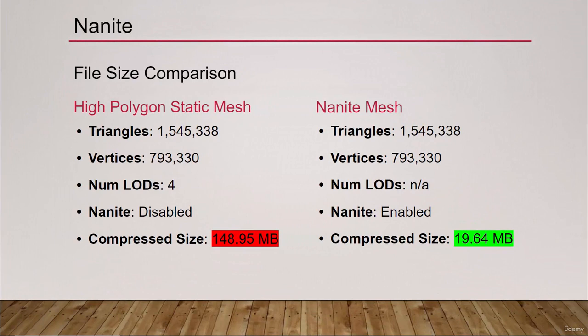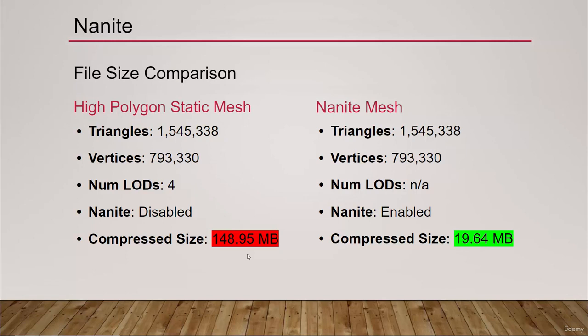So to give you an idea, here's how a high polygon static mesh with 4 LODs compares with a copy of that mesh that has been converted to Nanite. Both meshes have the same number of triangles and vertices, but the Nanite mesh's compressed size is almost 8 times smaller than the original meshes. So that's a big improvement.